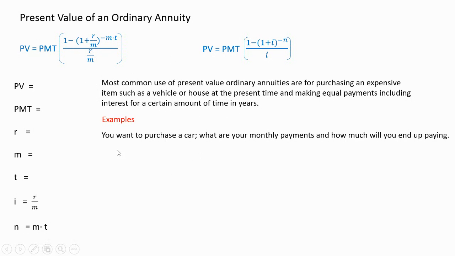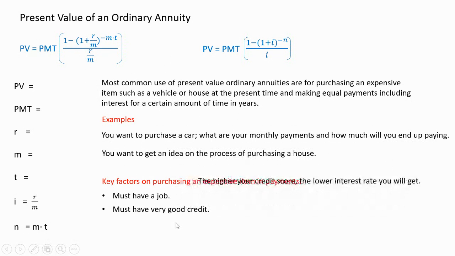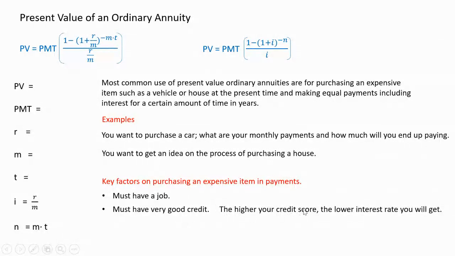Here are the examples. Say you want to purchase a car. What are your monthly payments, and how much will you end up paying? You want to get an idea of the process of purchasing a house. Key factors of purchasing an expensive item in payments: you must have a job. You must have real good or decent credit. The higher your credit score, the lower your interest rate will be.